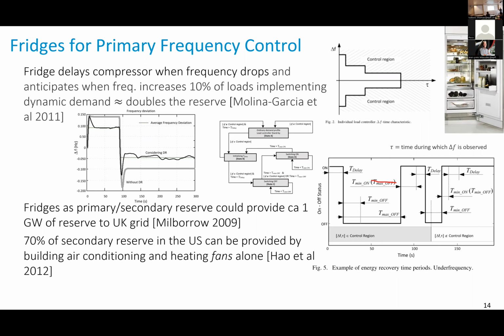So one of the ideas that went a long way was eventually not developed, but who knows, it might come back. This idea was to use the fridges for providing primary frequency support. Why the fridges? Well, because fridges, believe it or not, are a large fraction of the use of electricity, and they're working constantly. Not literally constantly.